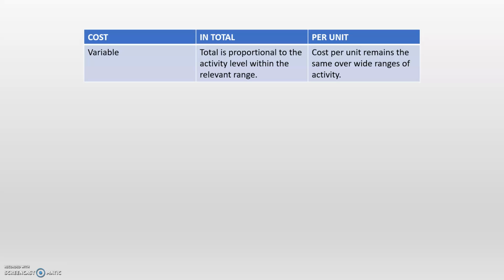For example, if you pay 10 cents per gigabyte of data and you use 100 gigabytes, then the cost is 100 times 10 cents, which is $10. However, if you use 200 gigabytes of data, the cost is now 200 times 10 cents, which is $20. Doubling the data usage has doubled the total cost, but the cost per unit has stayed the same.